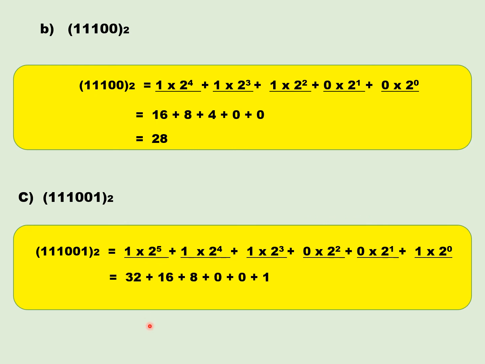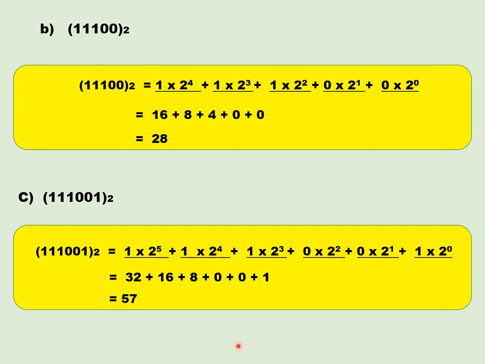Next will be 16. Next will be 8. And for these two, 0 into 2 raised to 2 will be 0, and 0 into 2 raised to 1 will be 0. And 1 into 2 raised to 0: 2 raised to 0 means 1, so 1 into 1 will be 1. Now when we find the sum of this, 32 plus 16, this will be 48, 56, plus 1 equal to 57. Again we have got the very same answer.